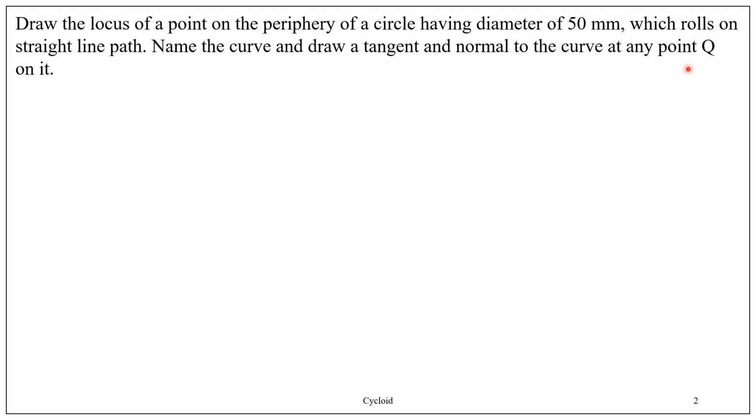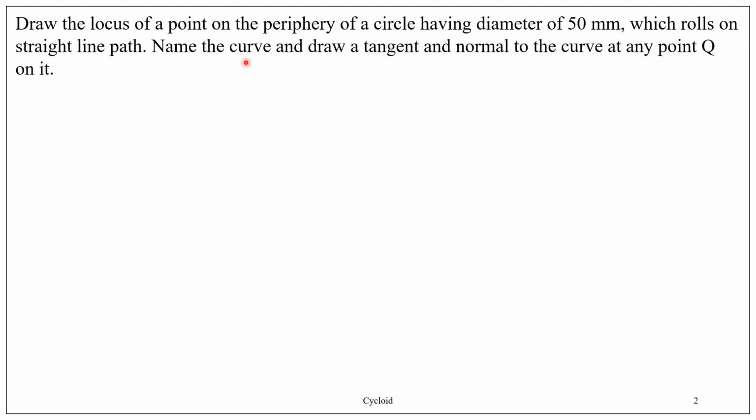It is given a circle is rolling on a straight line path. We need to trace the locus of a point on the periphery of a circle. Therefore, the curve is a cycloid.